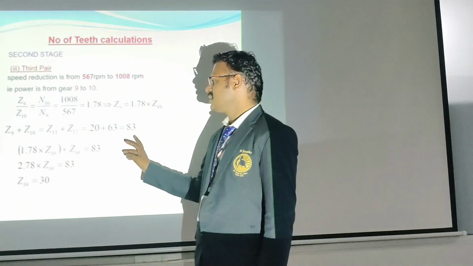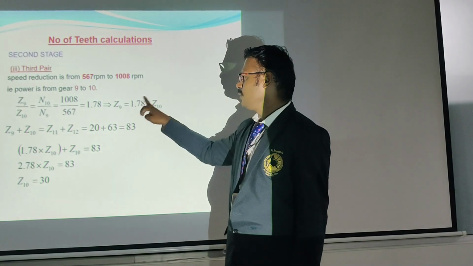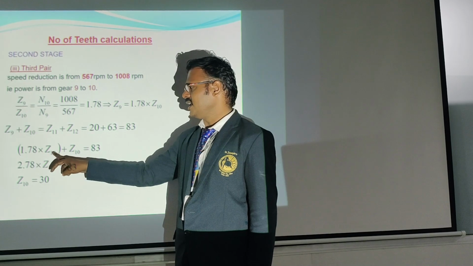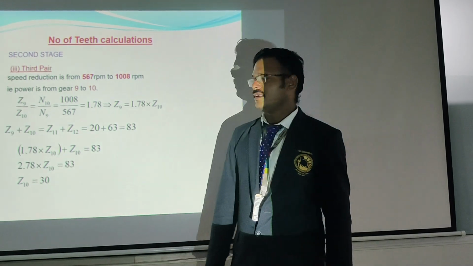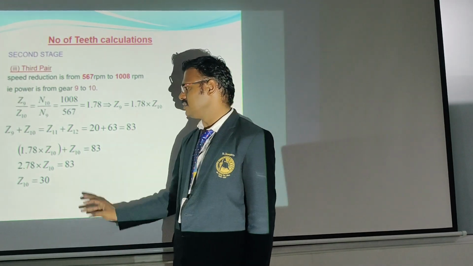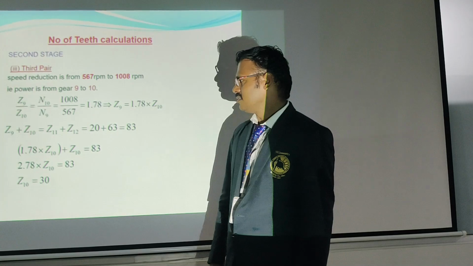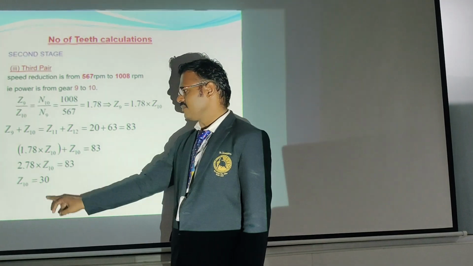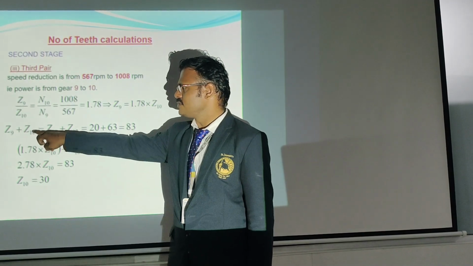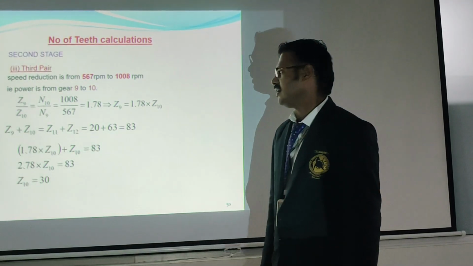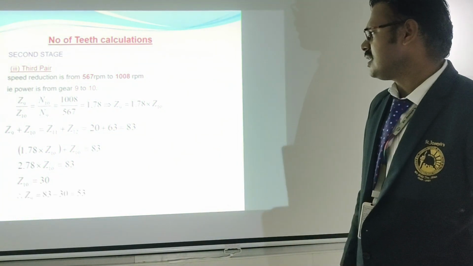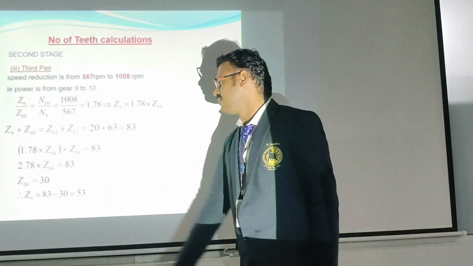So here instead of Z9, I am substituting 1.78 times Z10, plus Z10. Here I can take Z10 as common. So 1 plus 1.78 will be 2.78 equal to 83. So Z10 will be 30. So 83 divided by 2.78 will be 30. Now we have found the Z10 value. We have to substitute in this equation. We can find the Z9. So Z9 equal to 83 minus 30, so will be equal to 53.